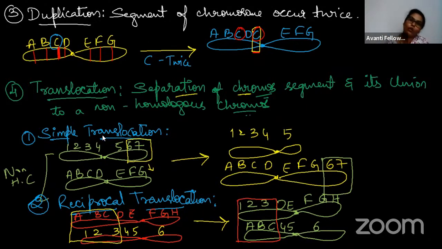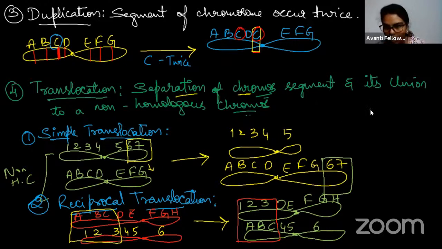Now, what is translocation? See, location means some place, and trans means transfer, transport, मतलब exchange करना. So here what is happening is separation of a chromosomal segment and its union to a non-homologous chromosome. What does that mean? This simply means that there are two chromosomes.